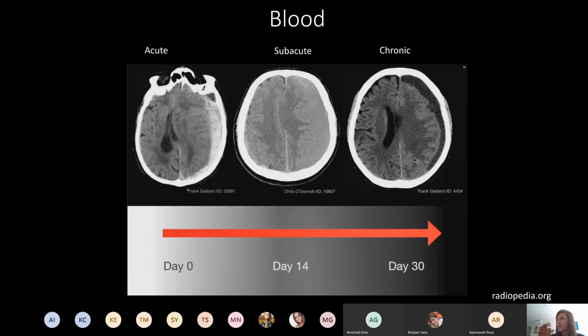Another thing to know, probably for the exam, is that blood doesn't look the same all the time on the CT. It changes its density as time progresses. Acute blood is hyperdense, like here. Subacute blood gets isodense compared to gray matter, and chronic blood gets darker, more hypodense.